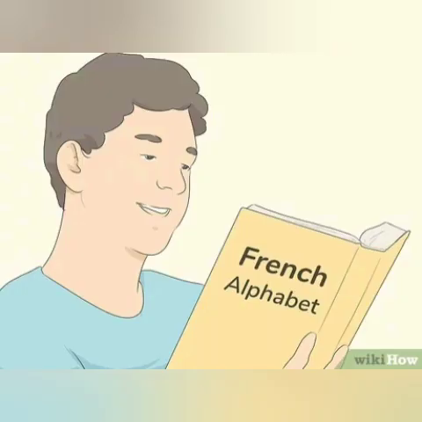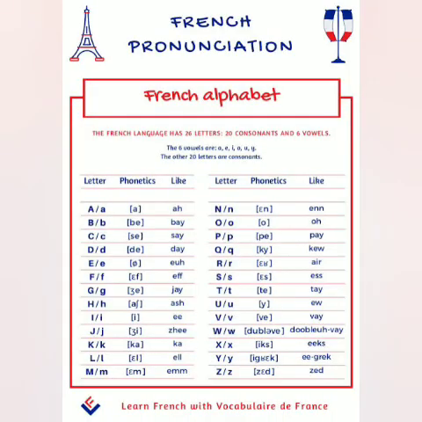And in this class, we are going to learn the left out alphabet. As in English, we have 26 letters in French, but the sound or pronunciation is different. So, in this class, we are going to learn S to Z. Let's begin.